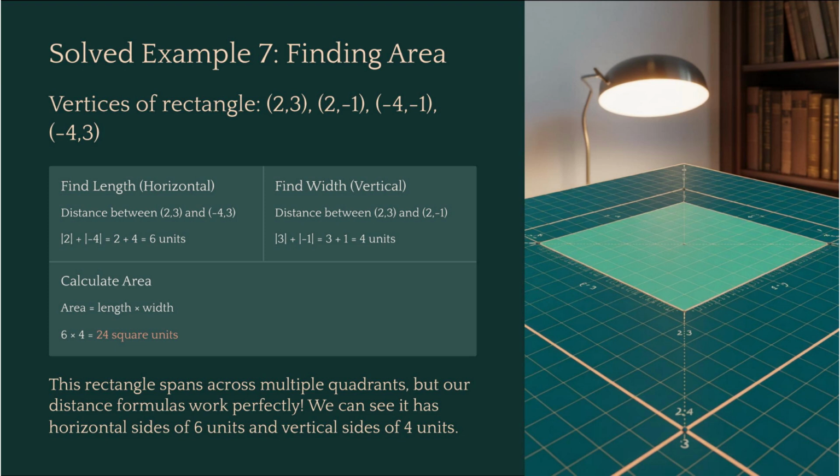Example 7 gives us the vertices of a rectangle. The horizontal side runs from x-coordinate 2 to x-coordinate -4. The length is 2 plus 4 equals 6 units. The vertical side runs from y-coordinate 3 to y-coordinate -1. The width is 3 plus 1 equals 4 units. The area is 6 times 4, which is 24 square units.